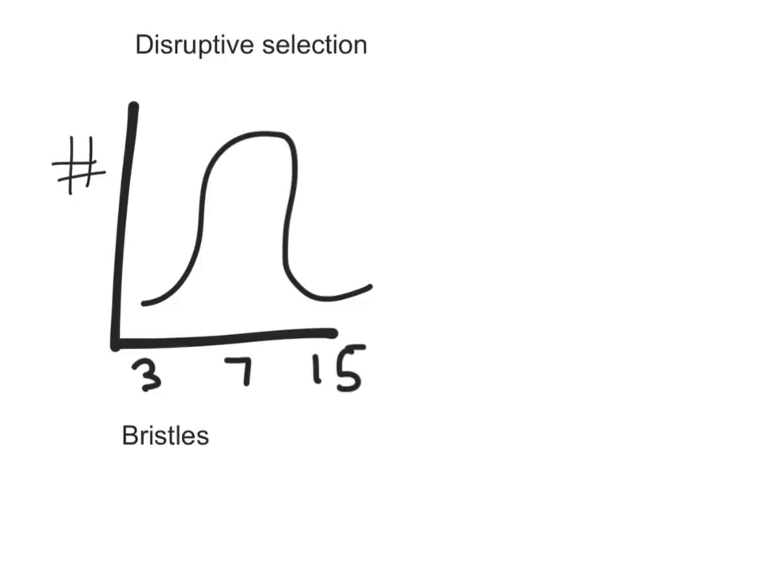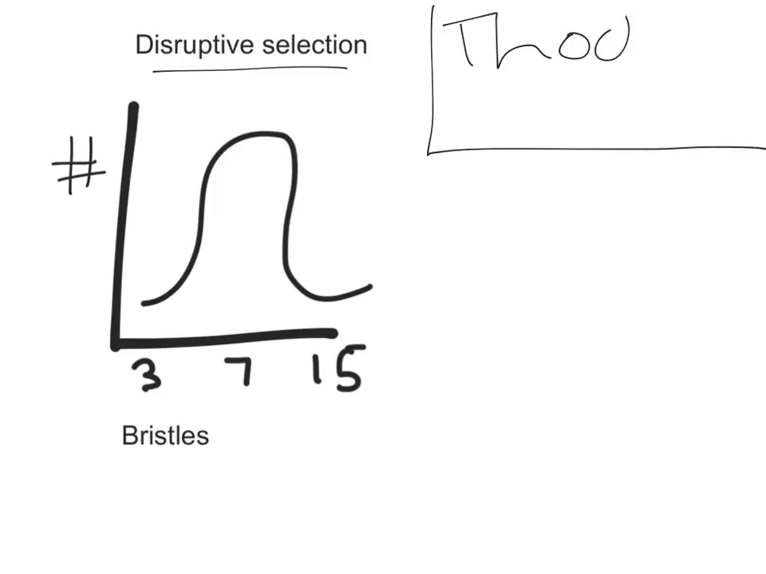So our last example of natural selection, the last type of natural selection, is called disruptive selection. And this is actually the most rare type of selection. We don't really see this in nature a whole lot. And so I had trouble coming up with some examples. One example that I found was from these two scientists named Thode and Gibson.